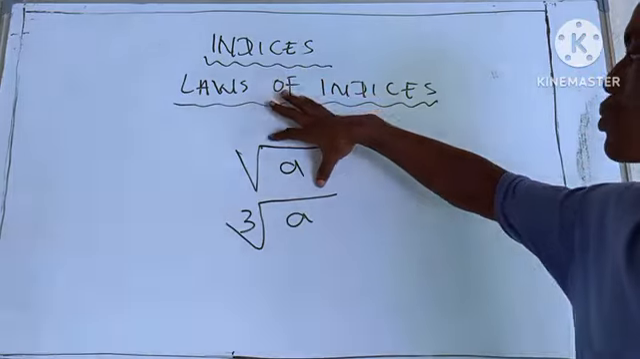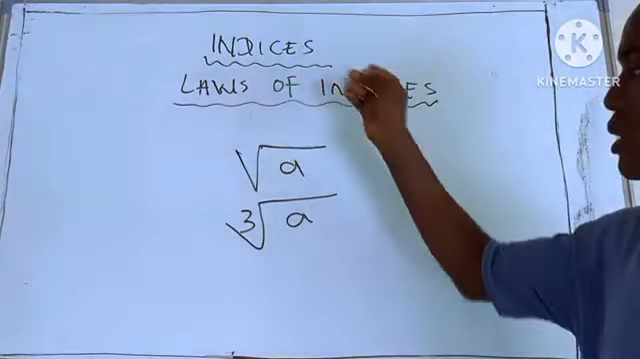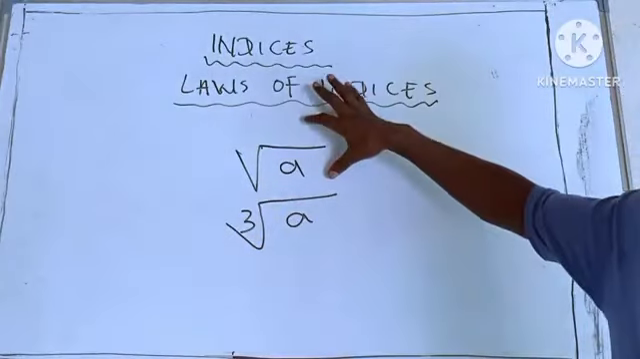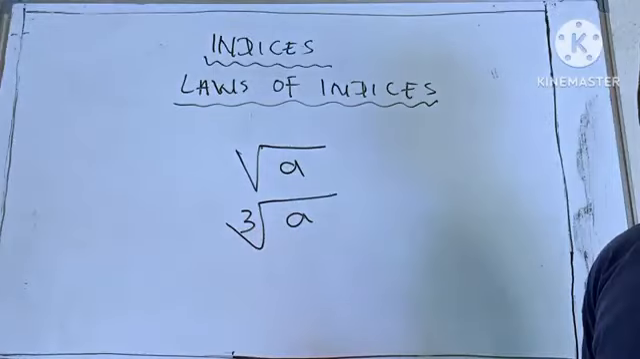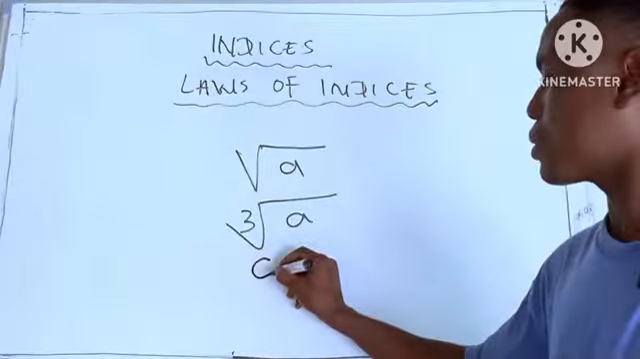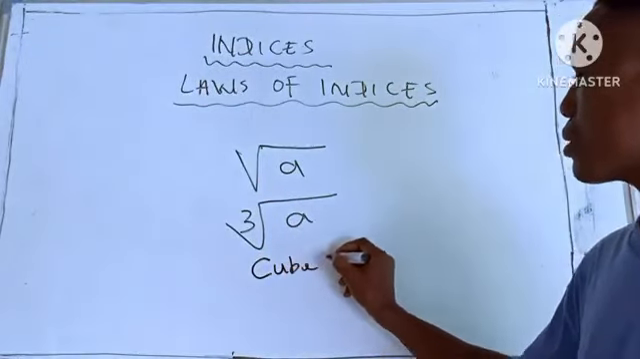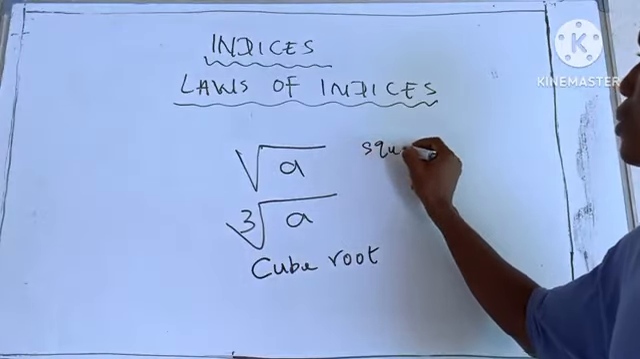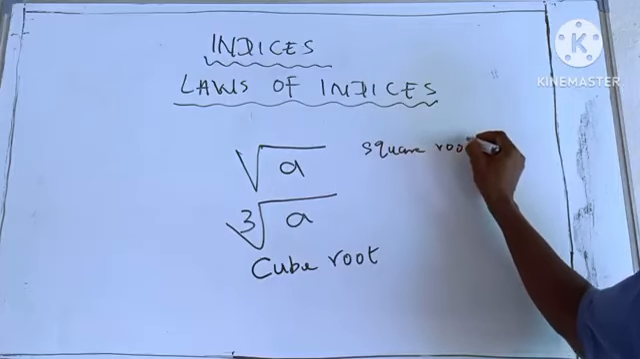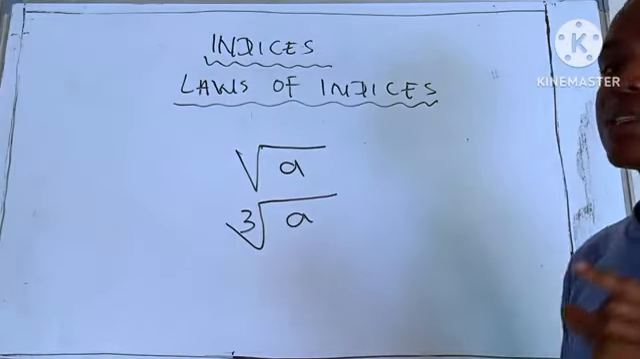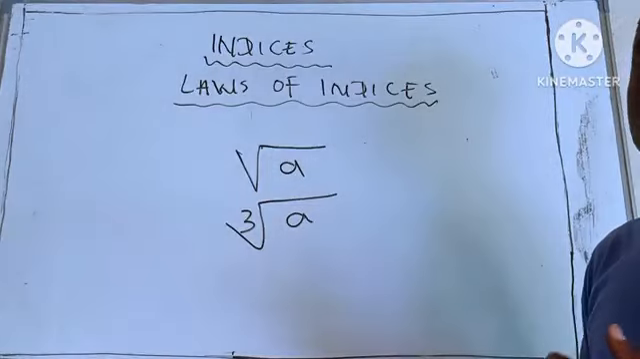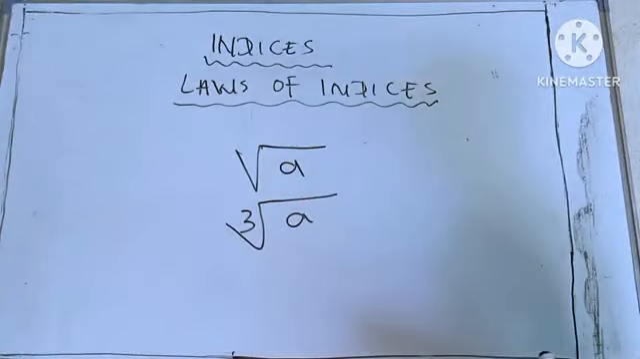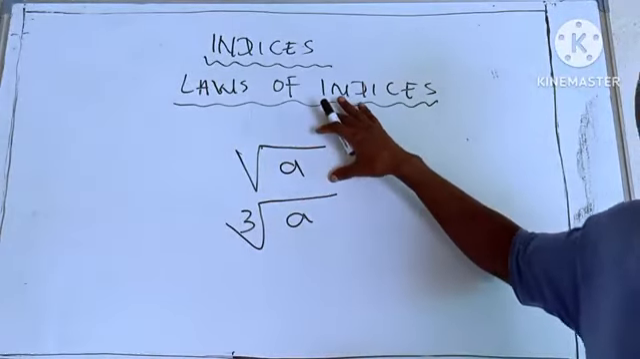Now, on the first one, we have square root a, while the second one is cube root a. Cube root, okay, this is the correct spelling. Why is this one square root? Meaning that when you are solving, once you come across this type of square root a, what you need to do is to convert it.